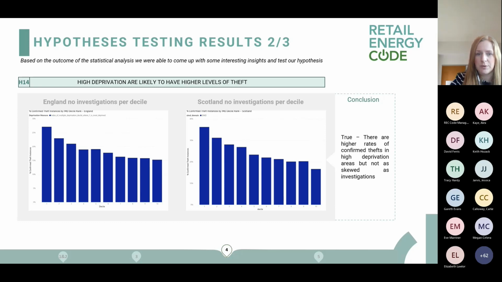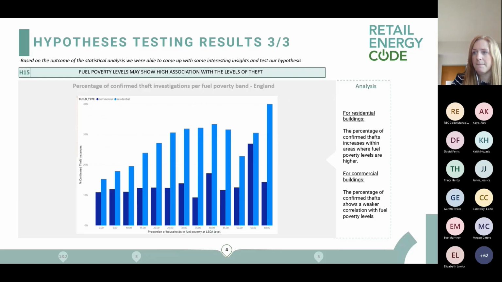The next one that we will look at is another timely consideration. If we move to the next slide, please. This is around fuel poverty. Each of the bandings here is a proportion of households in fuel poverty. For this, there is a clear difference between residential and commercial investigations. The light blue is for residential properties, and it shows the potential confirmed thefts increases as the proportion of households in fuel poverty in those areas increases.